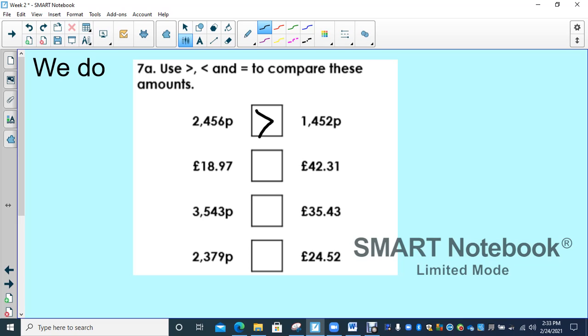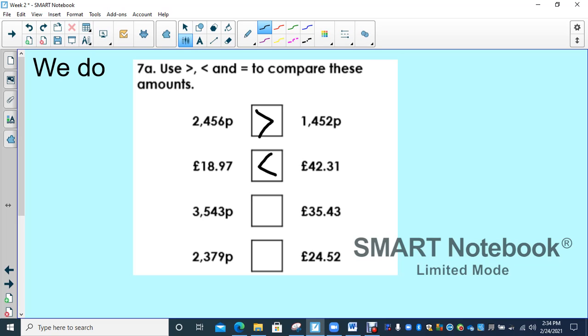Okay, next. Pause the video, see if you can have a go. I've got £18.97. I need to compare that to £42.31. Well, I know that the number on the left is less than the number on the right. Okay, now we've got some conversion. If you need to, draw out a place value chart in your books or on a scrap piece of paper and use that to help you.